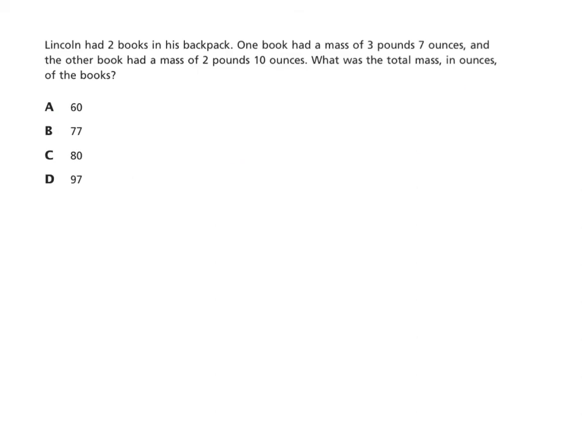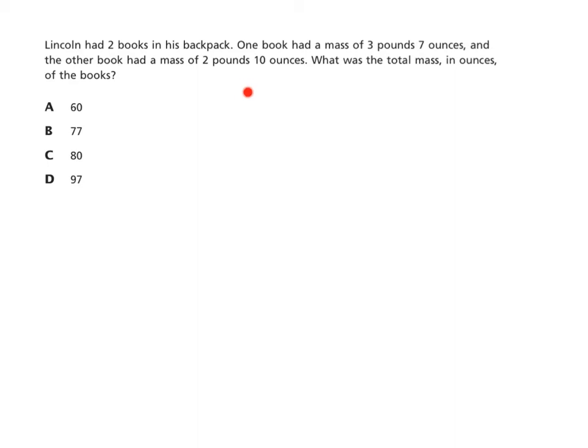Lincoln has two books in his backpack. One book has a mass of 3 pounds, 7 ounces, and the other book has a mass of 2 pounds, 10 ounces. What is the total mass in ounces of the books? Well, there's a few ways we could approach this. I could change the 3 pounds to ounces and add them up. Or I could add my pounds and change them to ounces, then add in my ounces. I'm going to do it that way.